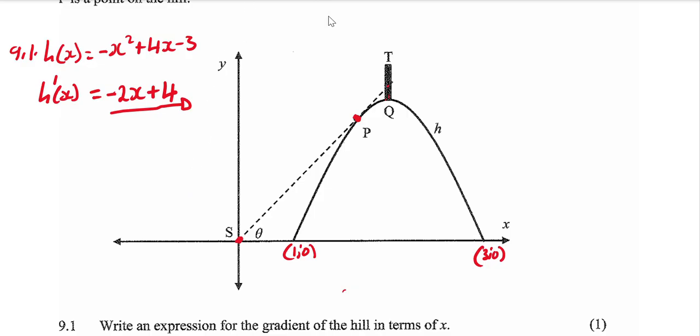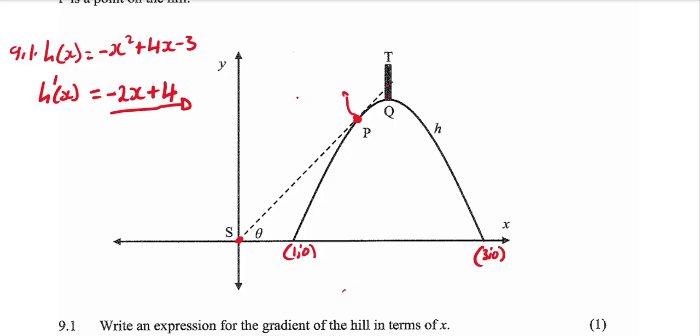So someone was disturbing me. He was knocking that side. I was saying this is your tangent. And at this point, the gradient of the tangent and the gradient of this parabola or of this hill are equal at this point.